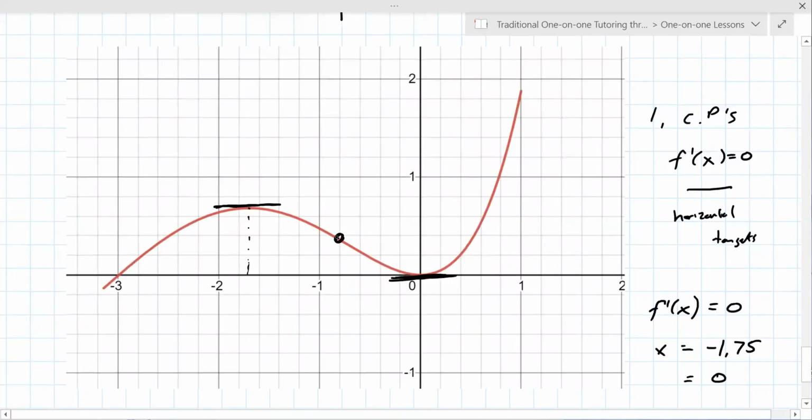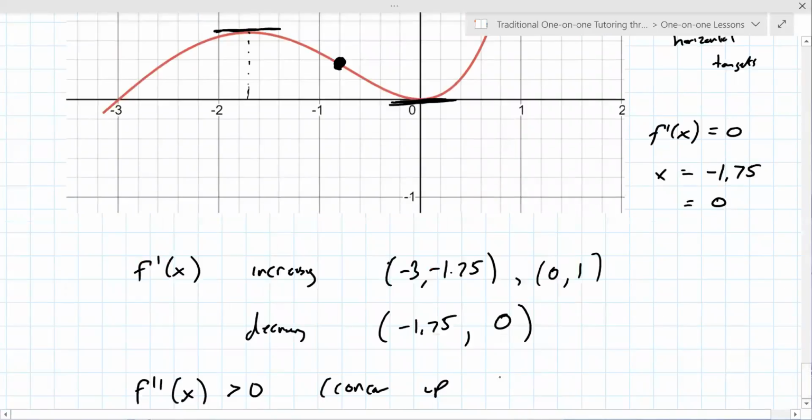The inflection point is probably somewhere like there. Oh, never mind then. So, you only use the critical points for the first derivative. You've got to find the other ones for the inflections. So that looks like -0.8 to 1. Yes, and then concave down would be on the other side. Okay.